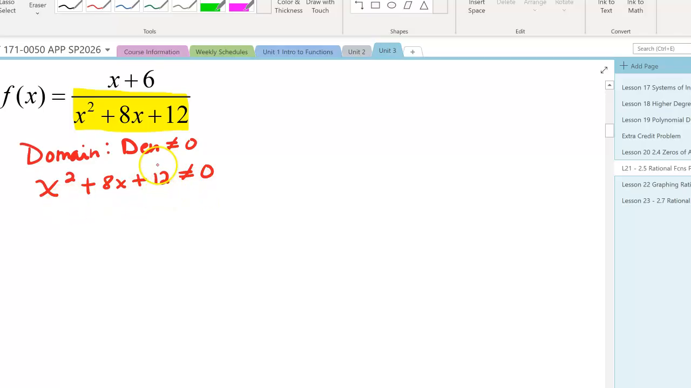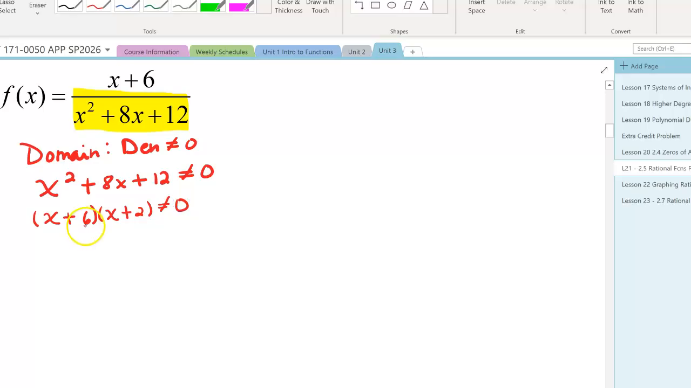I need two numbers that will multiply to give me 12 and add to give me 8, and those two numbers are 2 and 6. Since everything is positive, I would have (x plus 6) times (x plus 2) cannot equal 0.